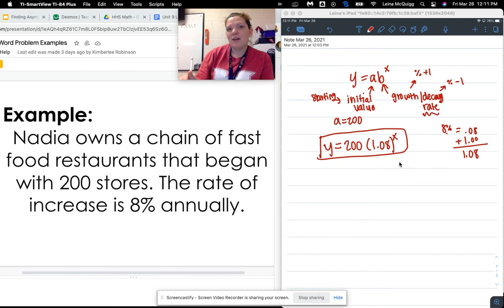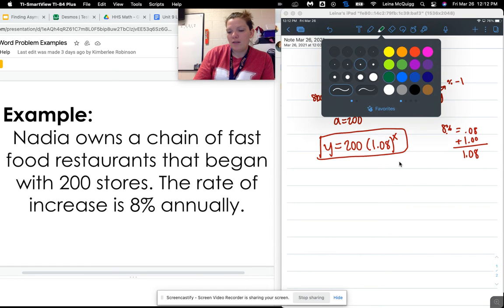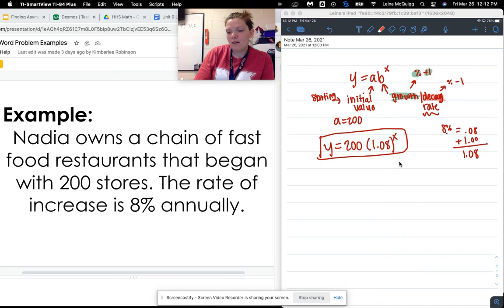So I know I explained a lot of things, but ultimately all you need to remember is if you have growth and you see a percent, so we have that increase of 8%, you need to add 1 to that percent. If you have decay and you see a percent, then you're going to subtract 1 from that. Okay, so it's decreasing. It's taking your initial value and subtracting from it.